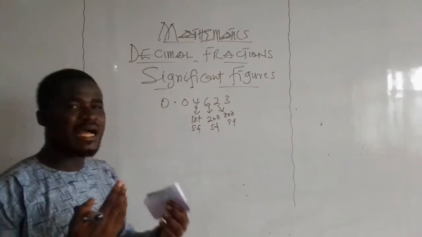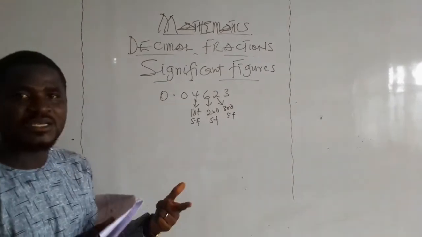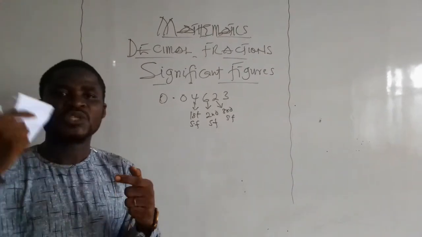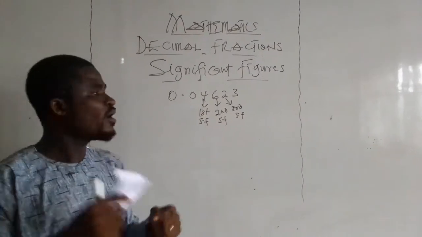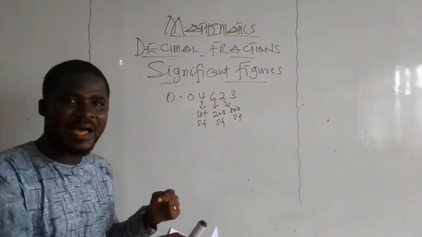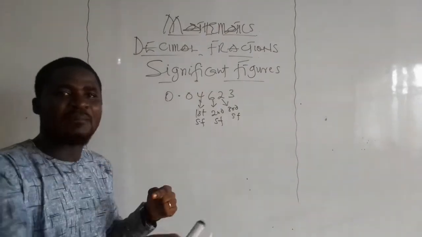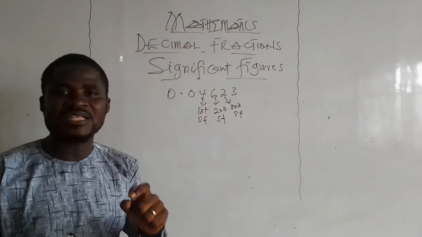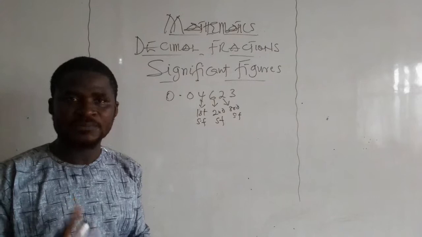But when 0 comes in between real numbers, we classify it as what? Significant figure. Or if it comes after a real number or at the end of real numbers, we classify it as what? Significant figures. So take note.